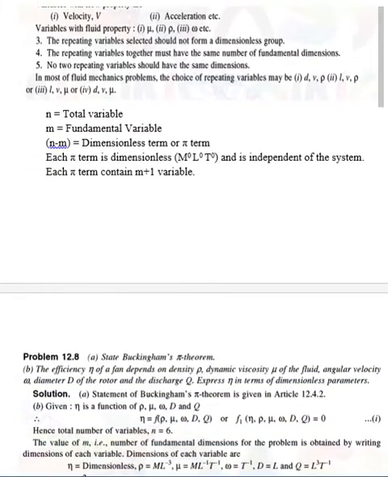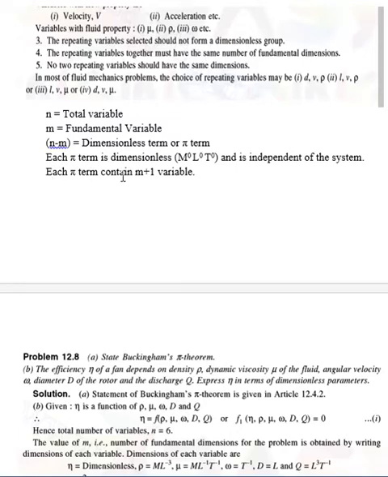Next, for solving problems using Buckingham's pi theorem, there are some terms. n is equal to the total number of variables, and m is equal to the number of fundamental variables, which is also fixed and equal to 3. n minus m is the number of dimensionless terms, or pi terms. Each pi term is a dimensionless term. Pi term means dimensionless, that is M to the power 0, L to the power 0, T to the power 0, and is independent of the system.